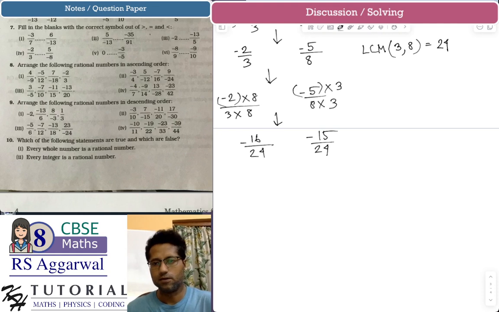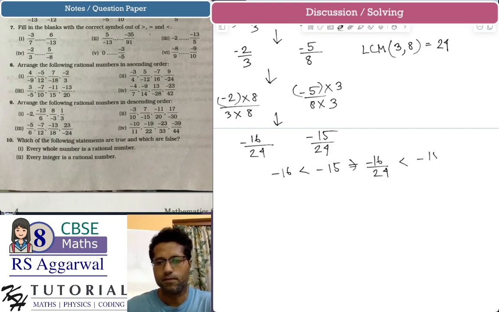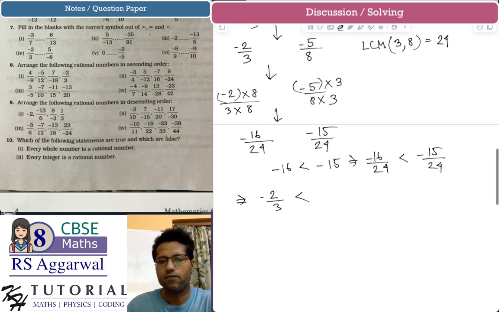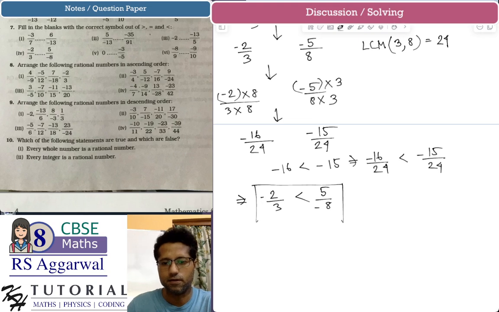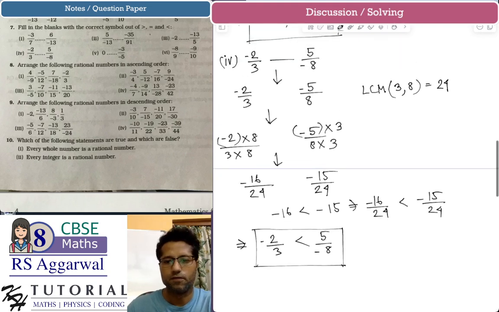Now we see both the rational numbers have the same denominator, which is 24. We will compare based on the numerators, and we see minus 16 is less than minus 15. So this implies minus 16 by 24 is less than minus 15 by 24. The original rational number of minus 16 by 24 was minus 2 by 3, so this will be less than minus 15 by 24, whose original rational number was 5 by minus 8. So this is the relation we get between the two rational numbers. Hence, in the fill in the blanks, the operator will be less than.